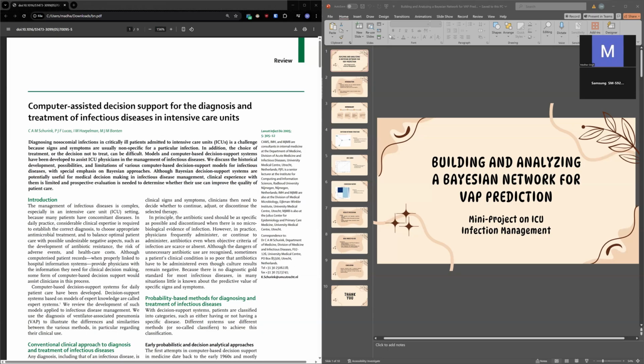Howdy, everyone. This is our last mini project, about building and analyzing a Bayesian network for VAP prediction. The project is based on a paper that allowed for computer-assisted decision support for treatment of infectious diseases in intensive care units, or ICUs, basically.